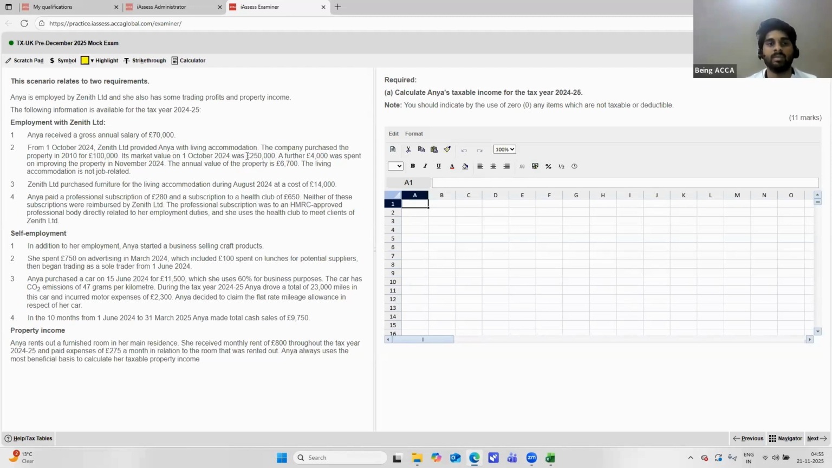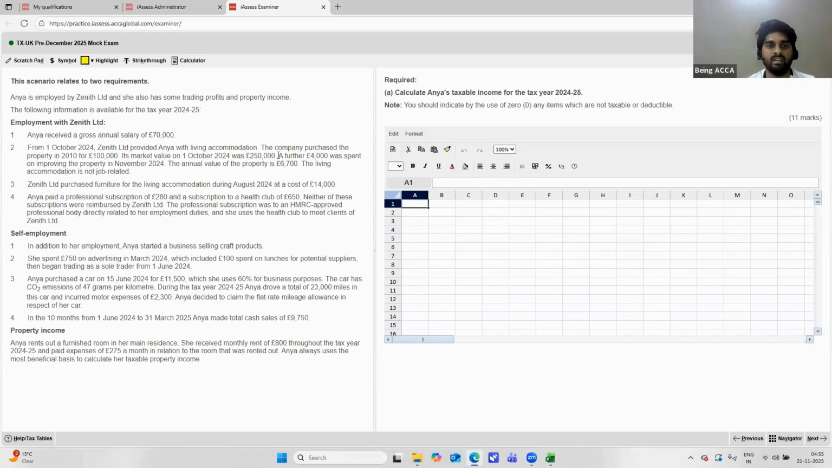Since the property value is more than 75,000, this will give rise to an additional benefit on the property, the employment accommodation benefit that is being provided to the employee, that is Anya.